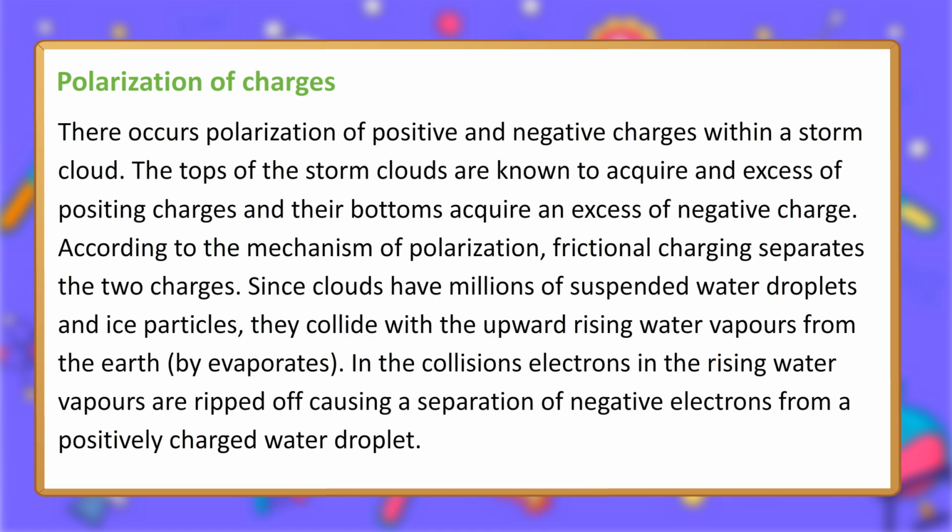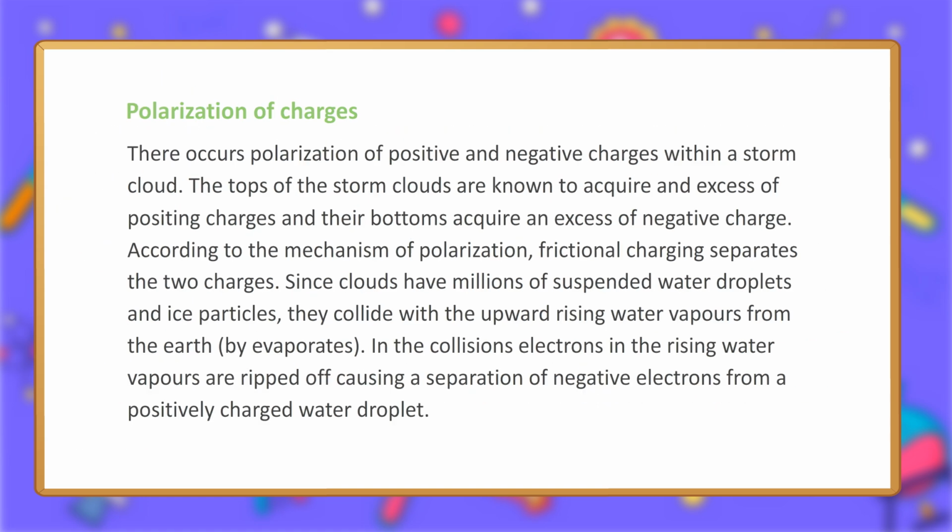Polarization of charges. There occurs polarization of positive and negative charges within a storm cloud. The tops of the storm clouds are known to acquire an excess of positive charges and their bottoms acquire an excess of negative charge. According to the mechanism of polarization, frictional charging separates the two charges. Since clouds have millions of suspended water droplets and ice particles, they collide with the upward rising water vapors from the earth. In the collisions, electrons in the rising water vapors are ripped off, causing a separation of negative electrons from a positively charged water.